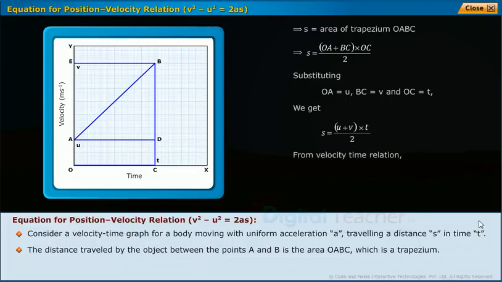From velocity-time relation, t equals v minus u by a. Therefore, s equals u plus v into v minus u by 2a, which gives v square minus u square equals 2as.